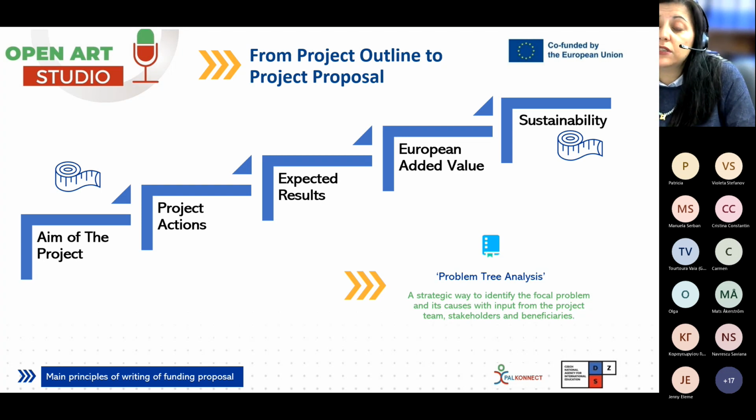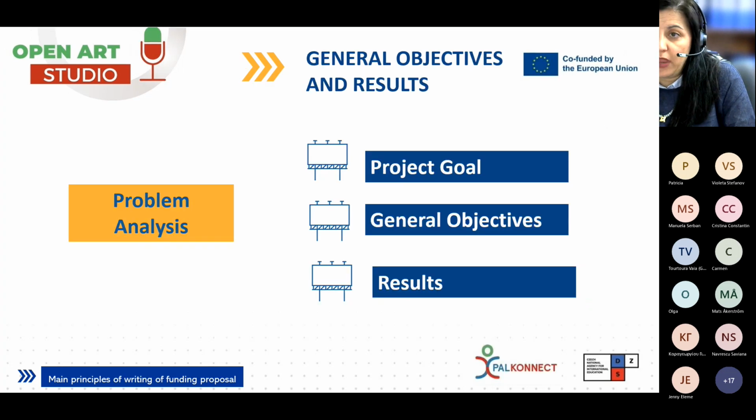Of course, it requires certain information for each cell, such as justification of the project, the result indicators, and risks. Of course, the log frame is requested for some of the projects, for some of the funds; for some others it's not. Another important tool is the problem tree analysis, which is a strategic way to identify the problem and its causes with input from the project team, stakeholders, and beneficiaries.